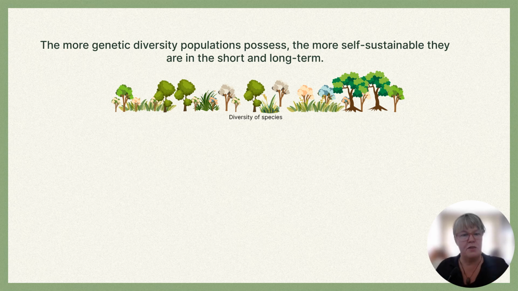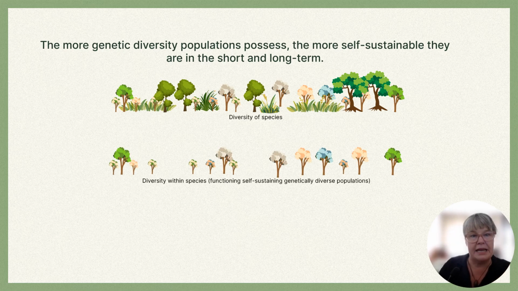So in summary, the more genetic diversity a population possesses, the more self-sustainable it will be in the short and the long term. So here we have a hypothetical North Coast carbon planting. Now we all know diversity of species is important. I understand you're required to have a minimum of 8 tree species and 6 small tree or shrub species, so at least 14 species in total. But for your population to be self-sustaining, you need to not only have diversity of species, but diversity within species, so that your population is functioning self-sustainably in the long term.